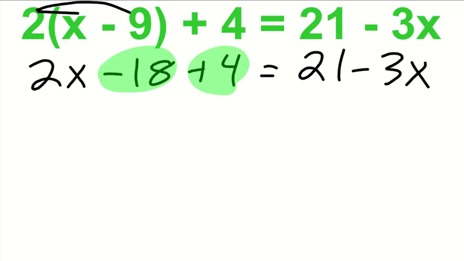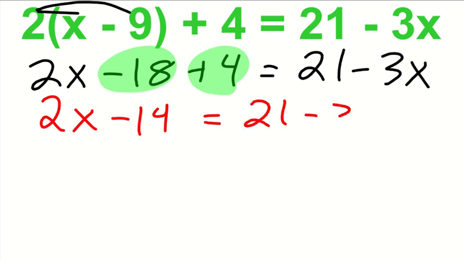Since the signs are different, when the signs are different, what do we do? Subtract, and we use the sign of the bigger number. So that 2x stays as is. 18 minus 4 is 14. And the 18 was the minus, so we got minus 14. Then the other side, there wasn't anything to combine, so it stays the same.